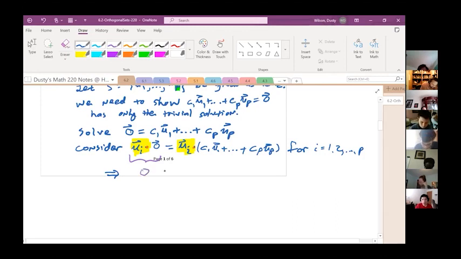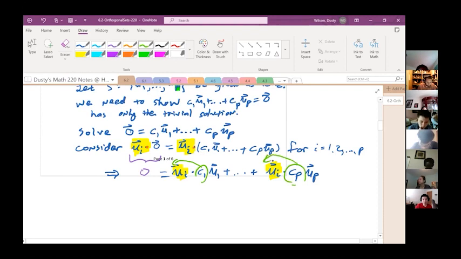So I've got 0 equals, and then we can distribute the ui to all the individual terms. So I would have ui dotted with c1 u1 plus ... plus ui dotted with cp up. Now, tell me about ui. The c can move in and out, right? So this little c1 could move out front. That's not a problem. And the cp could move out front. So tell me about ui dotted with u1, and ui dotted with u2, and ui dotted with u3. So ui dotted with all those other u's is going to be equal to what?